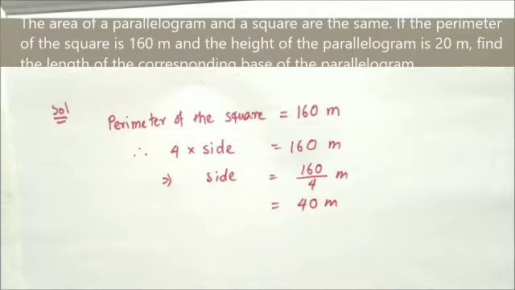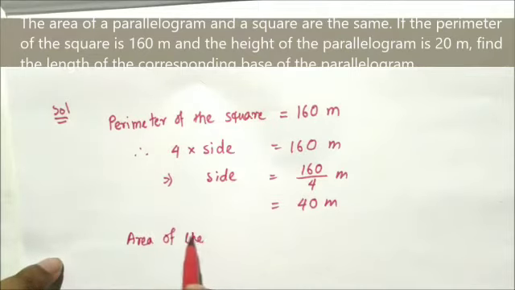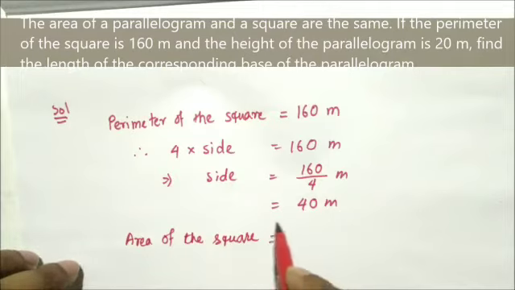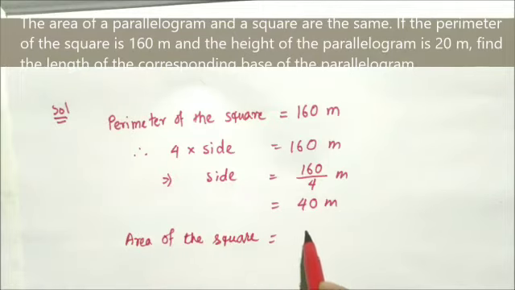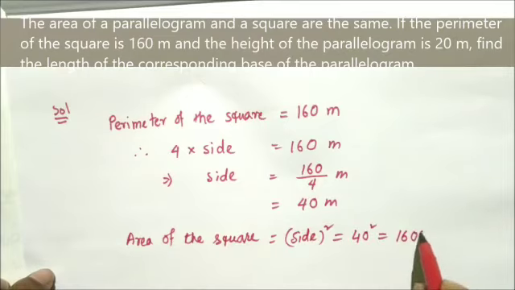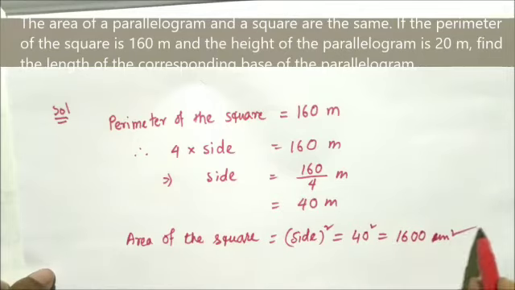Now let us find out the area of the square. Since we know the side of the square, we can easily find out the area of the square, and interestingly that is equal to the area of the parallelogram. So let us find out the area of the square, and what is the formula for that? Side square, right? If we do this, 40 square, and 40 square means what? 1600 meter square.